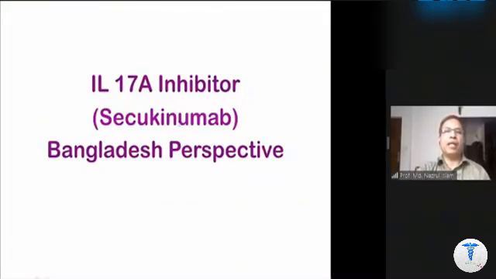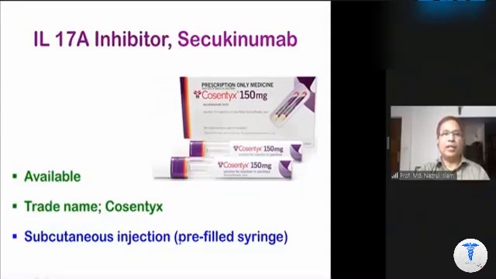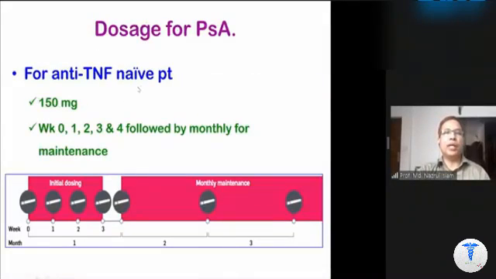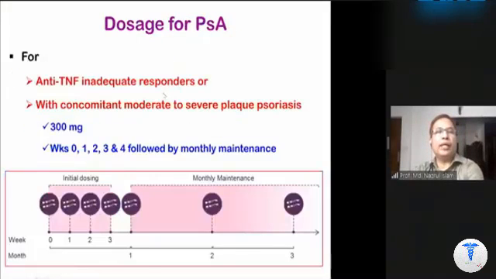So a little information about the IL-17 inhibitor. Professor Atikul Haq sir is using it in many cases, but I have only 2 cases I am following with psoriatic arthritis. It is available; Cosentyx is the trade name. It comes as a subcutaneous pre-filled injection. The dose schedule is that those who are TNF naive get 150 milligram, 5 injections in the first month, then 150 milligram single injection monthly as maintenance. And those who have an inadequate response to TNF exposure get a 300 milligram dose, the same way, 5 injections in the first month, then monthly maintenance.